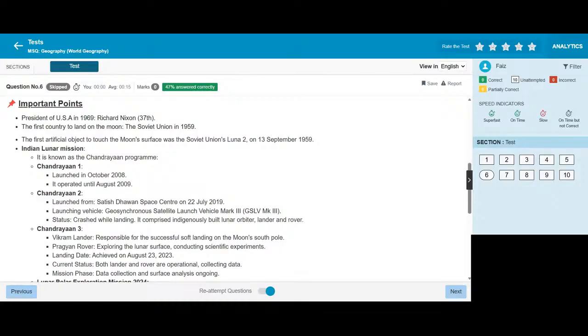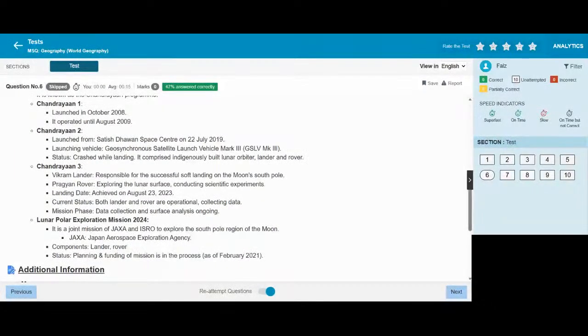India's lunar mission is known as the Chandrayaan program, launched in October 2008. It operated until 2009. Chandrayaan 2 launched from Satish Dhawan Space Centre on July 22, but crashed while landing. Its mission built a lunar orbiter and rover. Chandrayaan 3 became successful in landing on the moon's south pole. The lunar surface conducted scientific experiments, achieving both a lander and rover and collecting data for surface analysis.